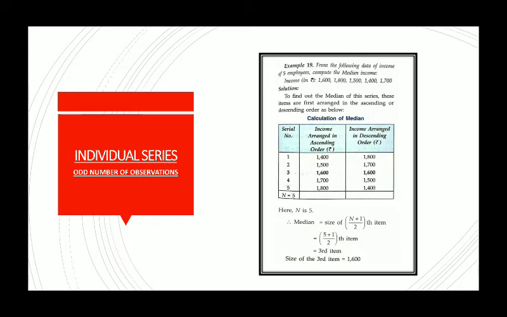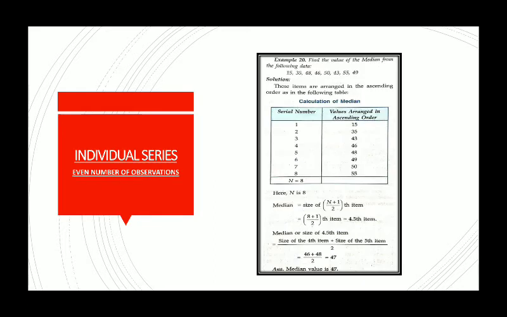So size of the third item, which is 1600. So your median in this sum is 1600. Now, what about an even number? You can see one example for an even number as well. Here, some numbers are given and we are asked to calculate the median.